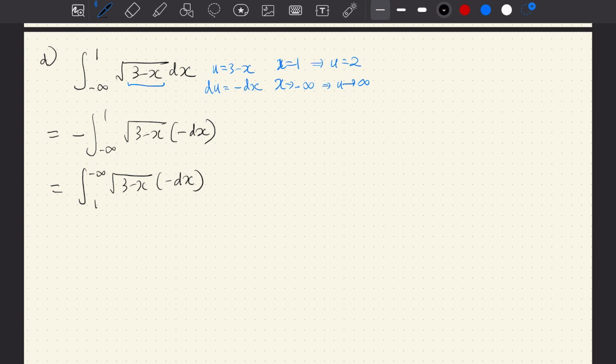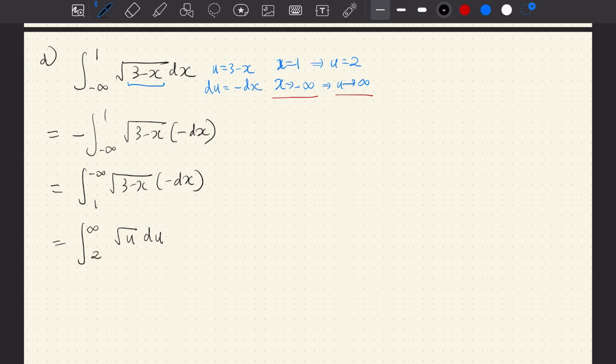So here we can start the u substitution. Here this is square root of u, and this is du. And for the limit of integration, when x goes to negative infinity, u is going to infinity. So here you write infinity, okay? And when x is equal to 1, u is equal to 2, so you write 2 here, okay?